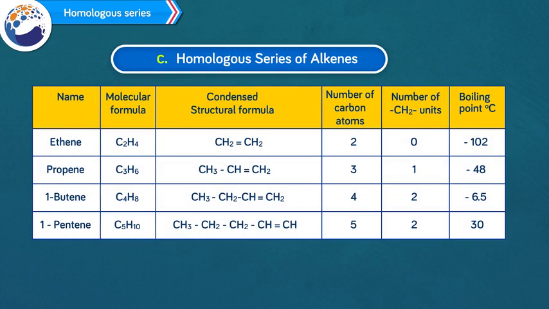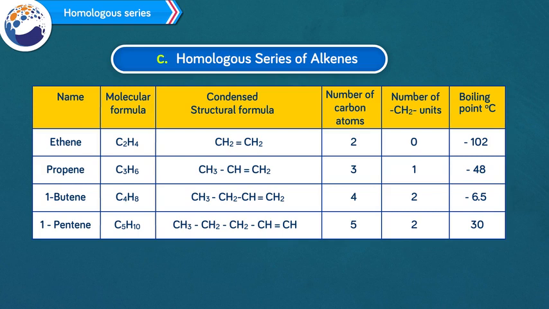C. Homologous series of alkenes. Ethene, molecular formula C2H4, structural formula CH2=CH2. Number of carbon atoms 2, number of CH2 units 0. Boiling point is -102. Propene, molecular formula C3H6, structural formula CH3-CH=CH2. Number of carbon atoms 3, number of CH2 units 1. Boiling point is -48.